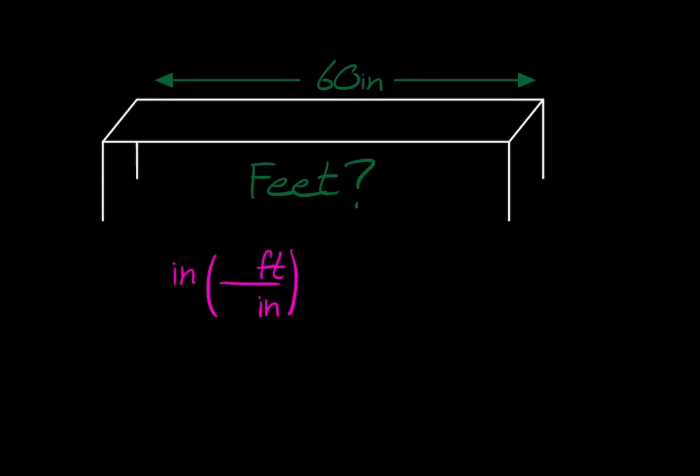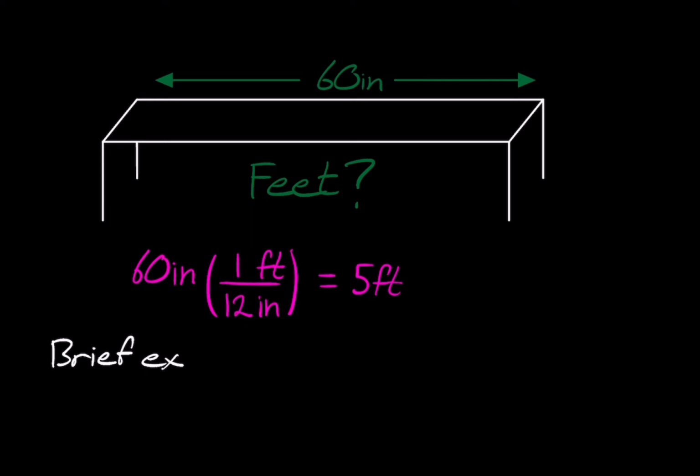Now let's insert the numbers. So we have 60 inches given to us from the question, and for the conversion factor, we know that every 1 foot is 12 inches. Once this is complete, we just plug this into the calculator. 60 open parentheses 1 divided by 12 close parentheses equals 5. So our answer is 5 feet.